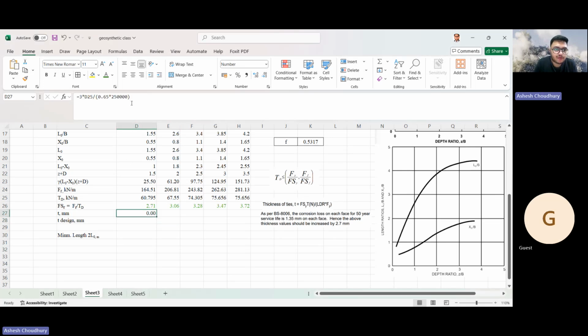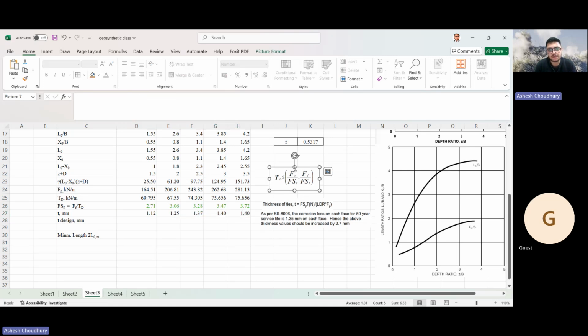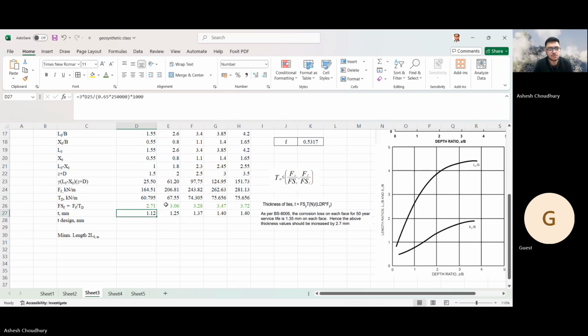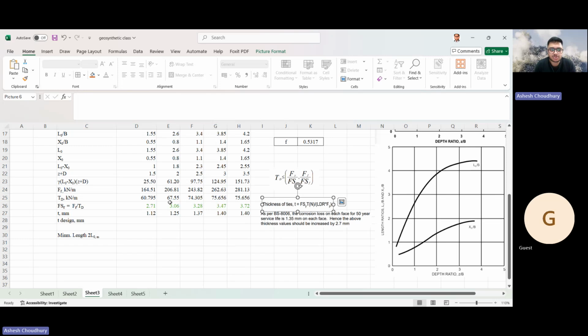So this one I have to get in mm, right? So I have to multiply by 1,000. So 1.12 mm is my thickness. This thickness, when I calculate, satisfies this first criteria. FSY is given as 3 in the question. T is nothing but this T. LDR I have, FY is also given in the question. Multiplying by 1,000 we are doing just because we need to convert it to mm from meters.